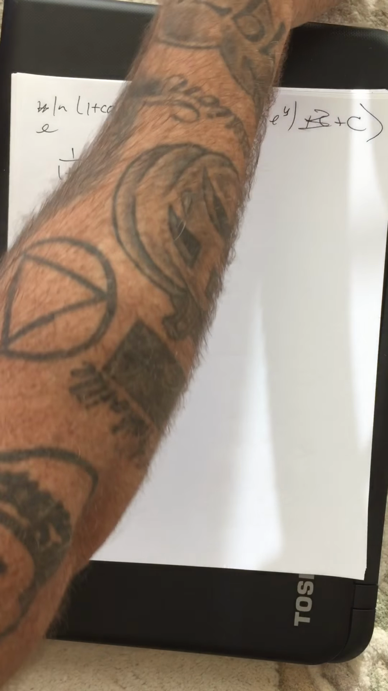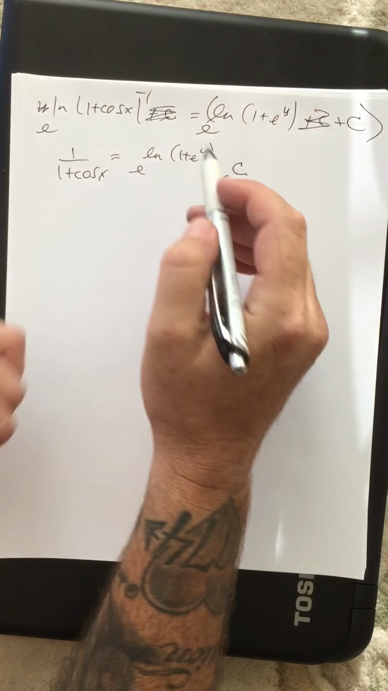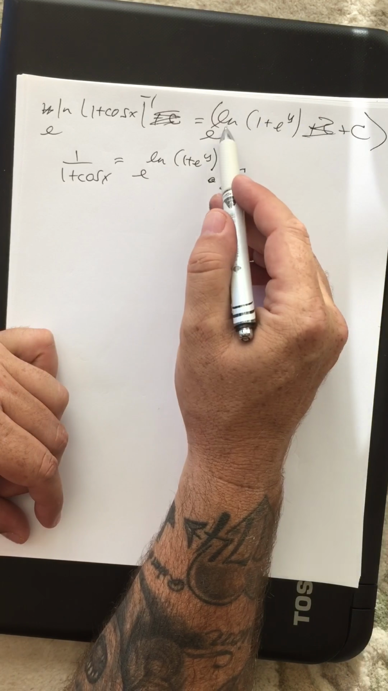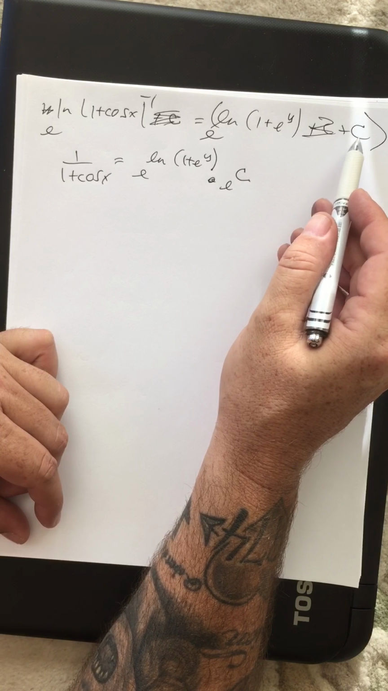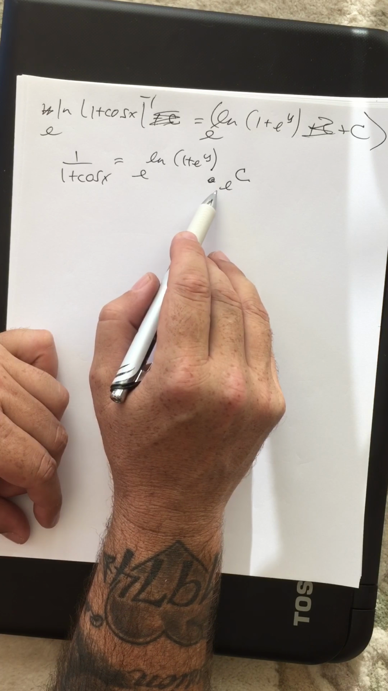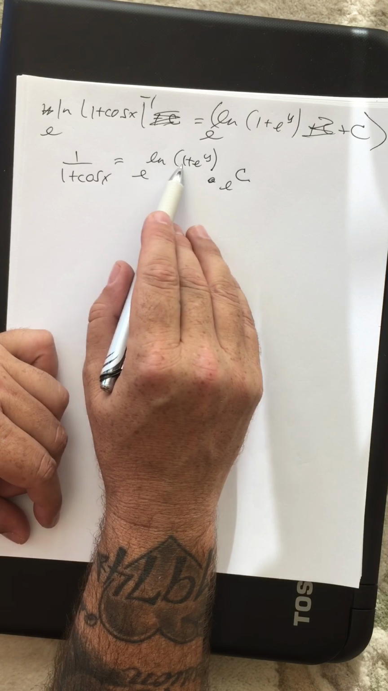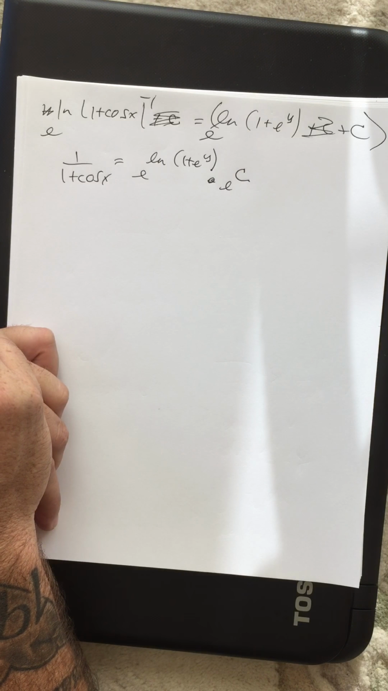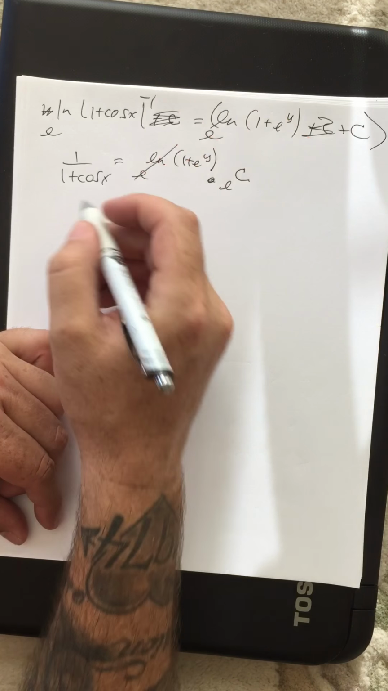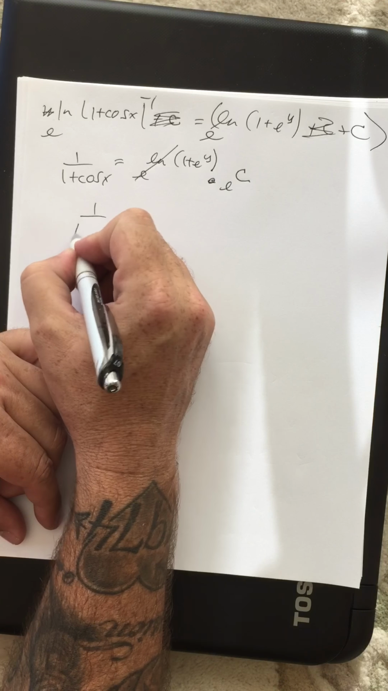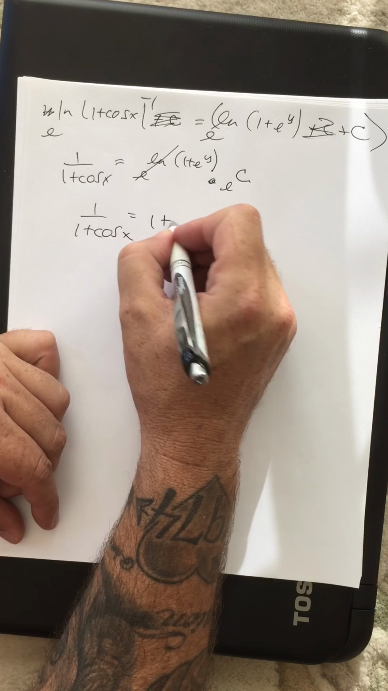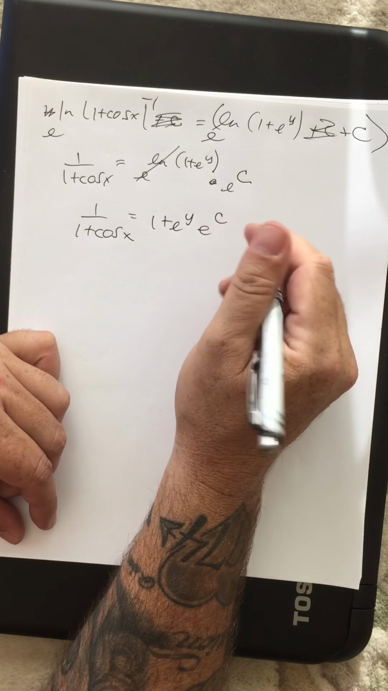Because this is e raised to the whole thing, log quantity 1 plus e to the y, plus c. So when you multiply e to the log of 1 plus e to the y by e to the c, you get e to the log of 1 plus e to the y plus c. Okay, so then this goes away, because these are inverse functions. We got 1 over 1 plus cosine x equals 1 plus e to the y, times e to the c.